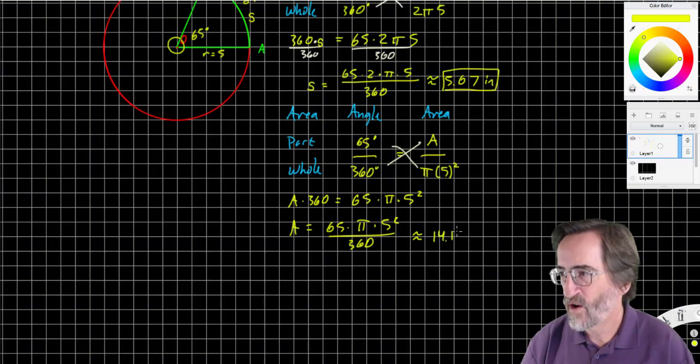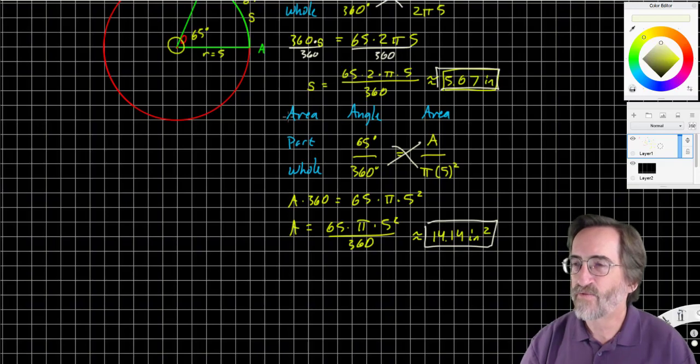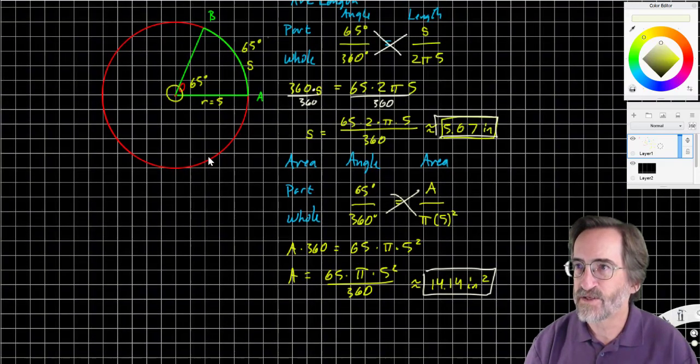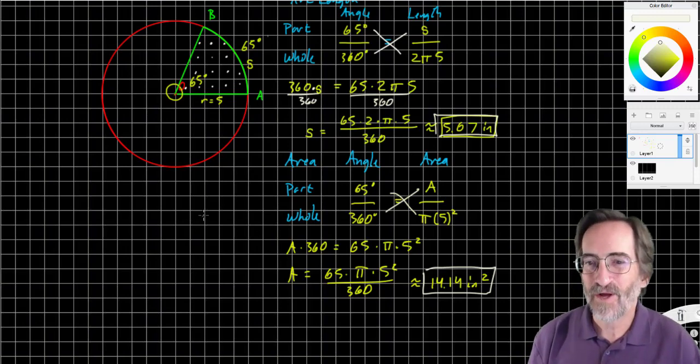14.14 square inches. Now, area is in square inches. Arc length is in inches. Okay. And you can, if you want, go back to the original circle. Does this seem to be about 14 squares? And if I count the mostly squares, 1, 2, 3, 4, 5, 6, 7, 8, 9, 10, 11, 12, 13, 14. I get 15, but I was a little generous. Okay, that's a good way to check your work to see if it's about what it should be.